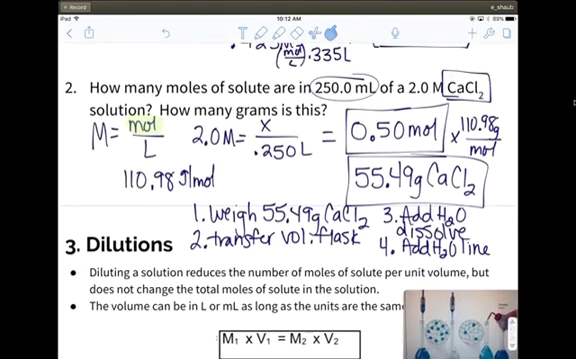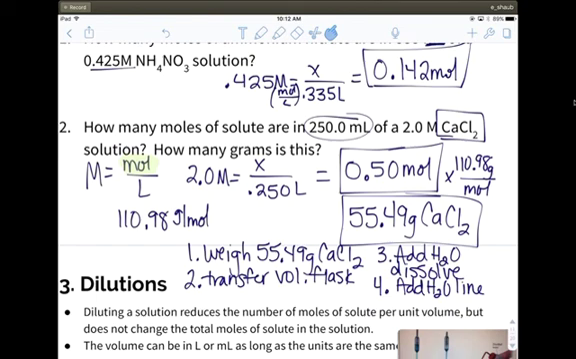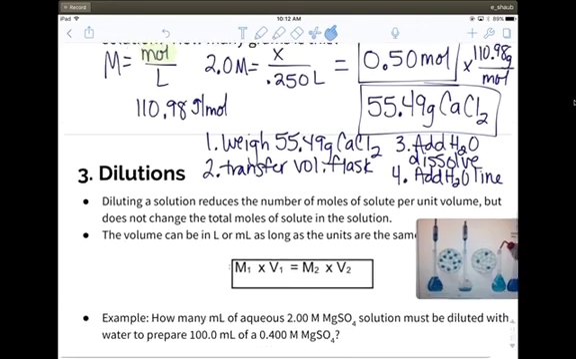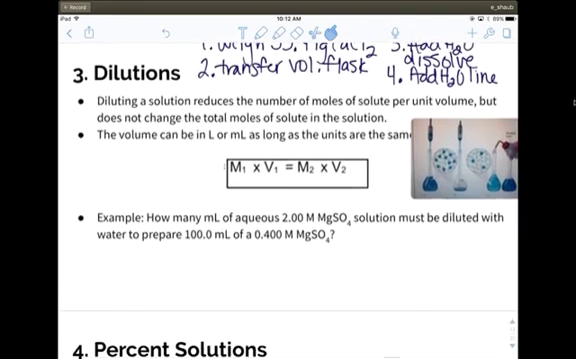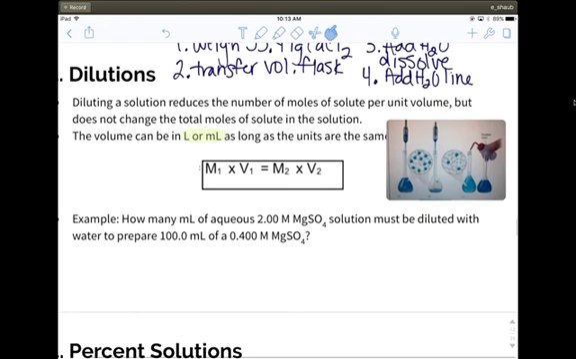So sometimes we don't have masses that we deal with. We actually already have solutions that are made. So another calculation that we can do is what we call a dilution. So a dilution is just reducing the number of moles of solute per unit volume, but it actually doesn't change the total moles of your solution. Now in this particular equation, you can have liters or milliliters as long as they're the same unit. So the best example is if you had some tea or you had some coffee that was really extra strong and you wanted to make it less strong so you could drink it, you would just add water or milk or something to it to make it less concentrated. That's basically all we're doing in dilutions.